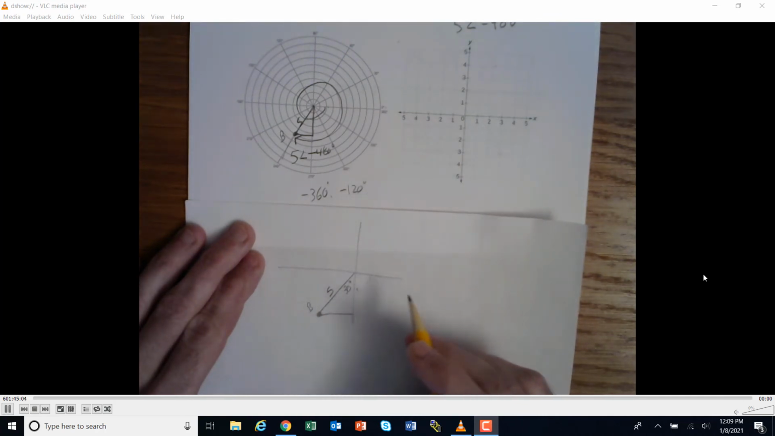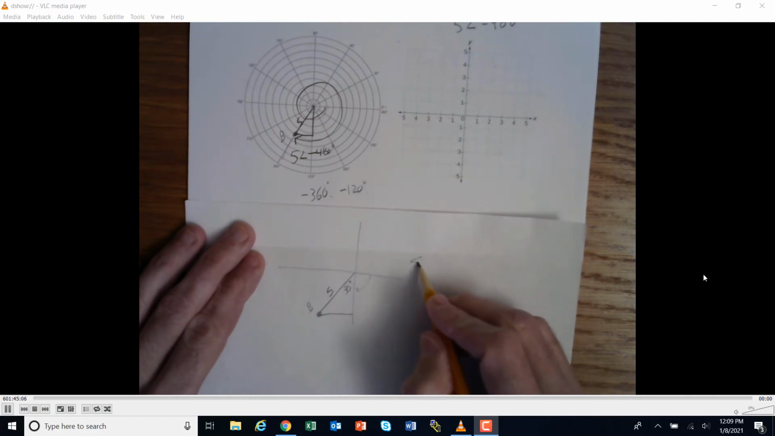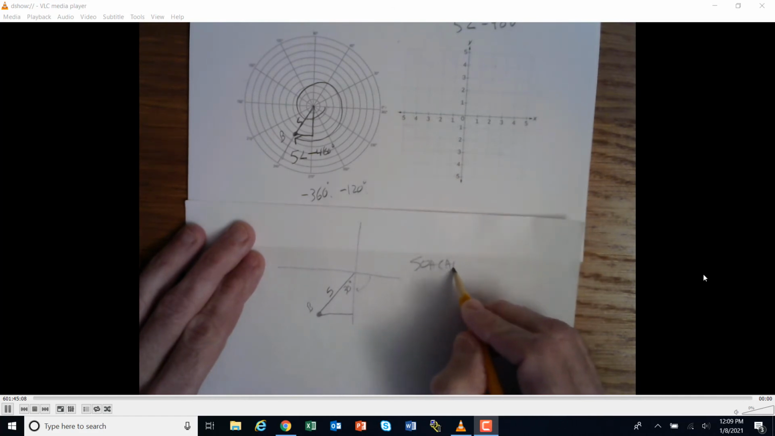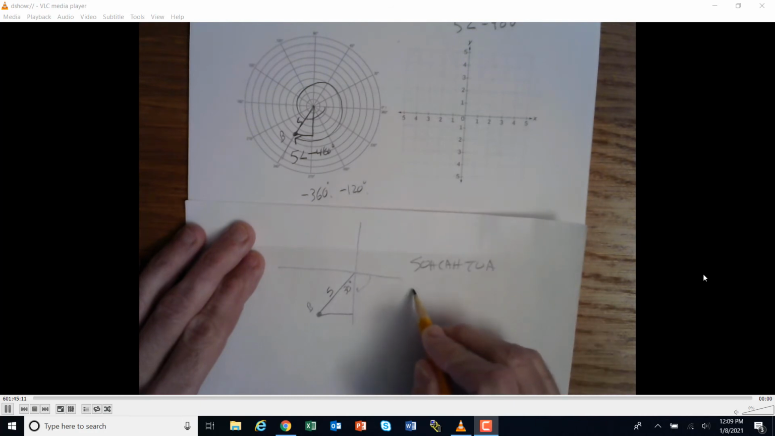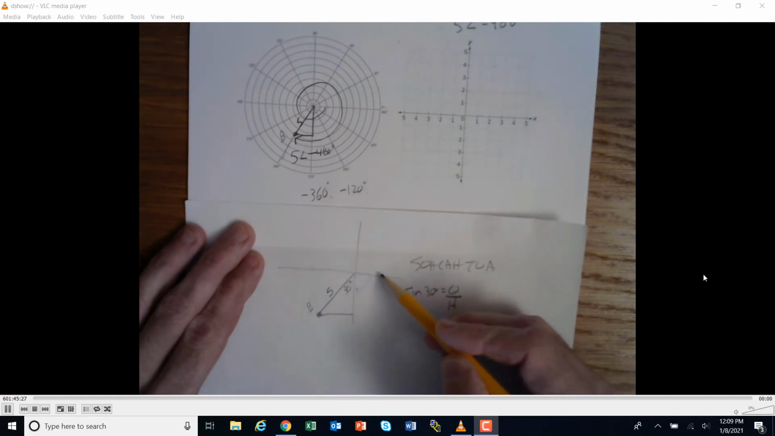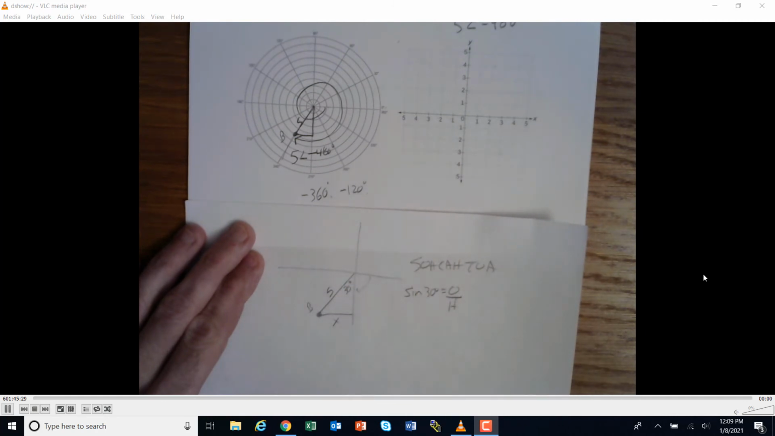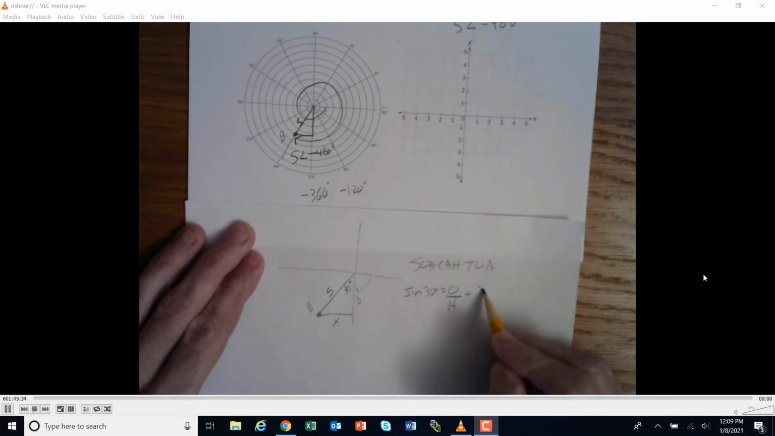So what do I want to do? I want to use SOHCAHTOA, and so I'm going to start with sine. Sine of 30 equals opposite over hypotenuse. All right, here's my 30. Where's my opposite? Well, right across from here is my opposite, and we know that the horizontal axis here is x. This is y, by the way. So we're looking at x over 5.